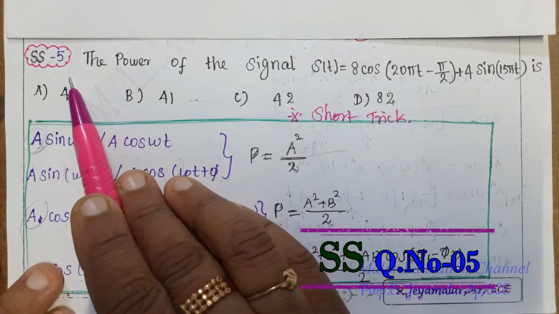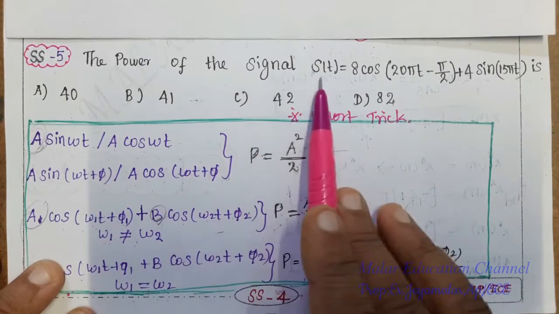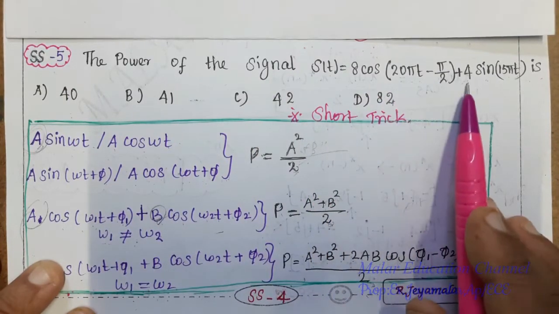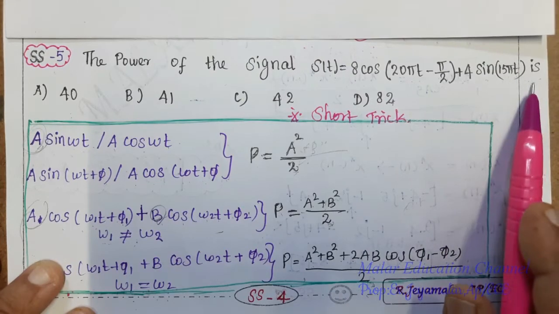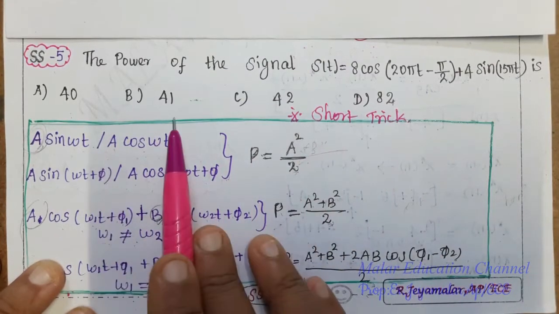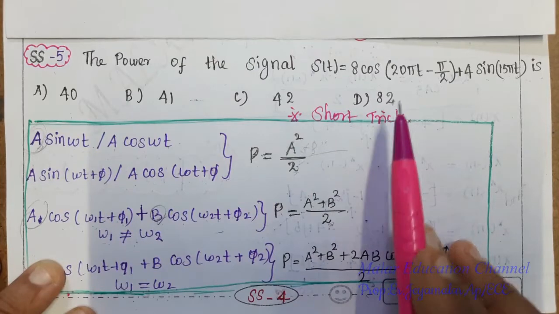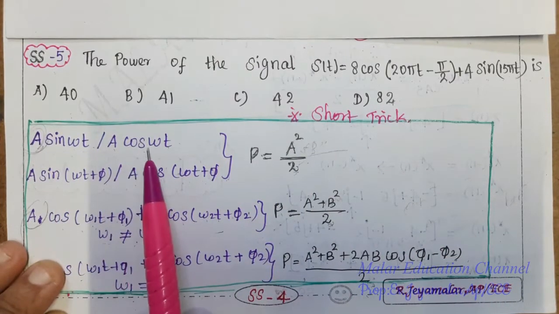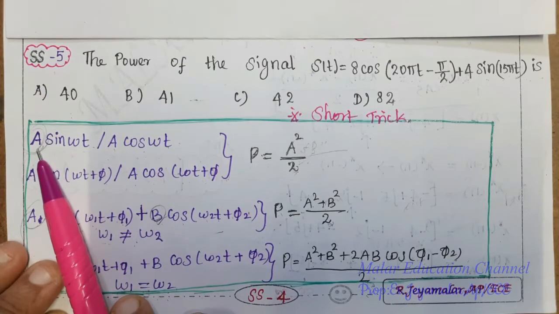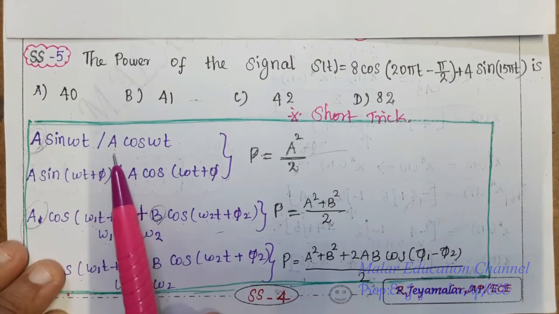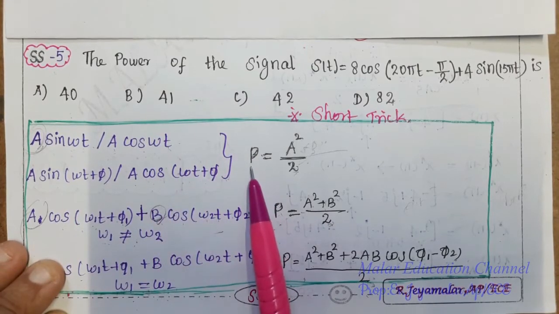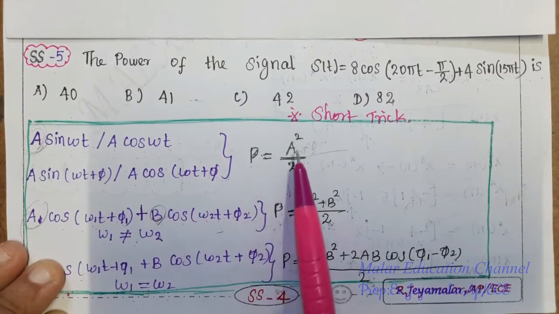Signals and systems, question number 5. The power of the signal s of t equal to 8 cos(20 pi t minus pi by 2) plus 4 sin 15 pi t is: options 40, 41, 42 and 82. Let me check. Use the formula here. If the amplitude is A, A sin omega t or A cos omega t, cos or sin, the power of the given function is P equal to A square by 2.